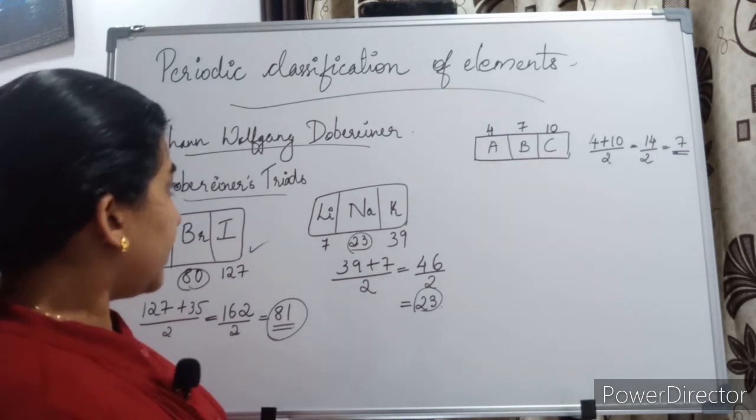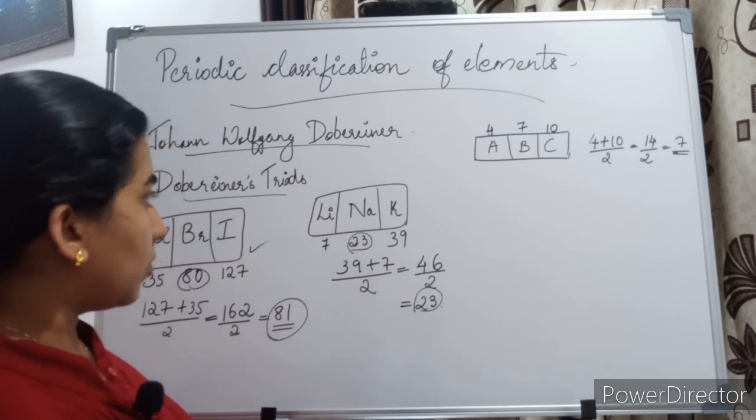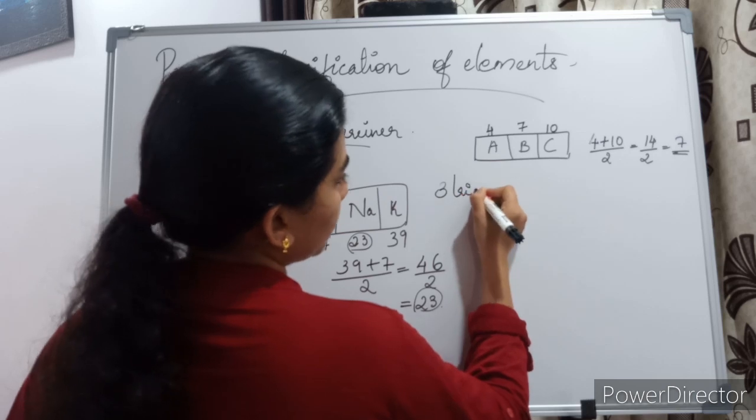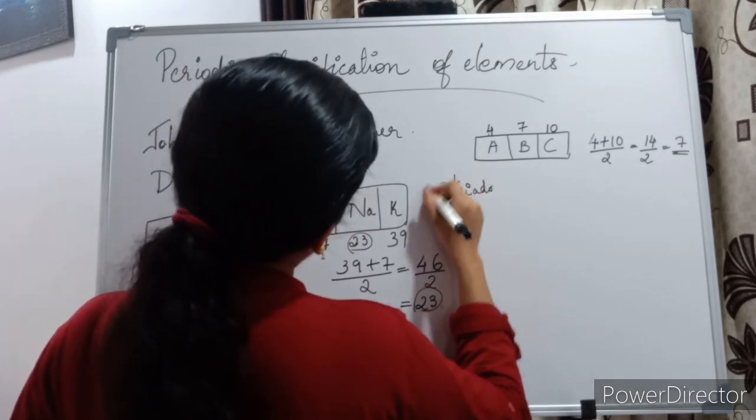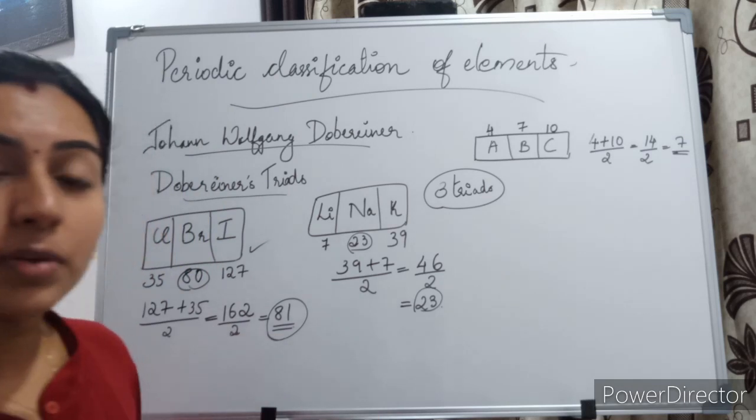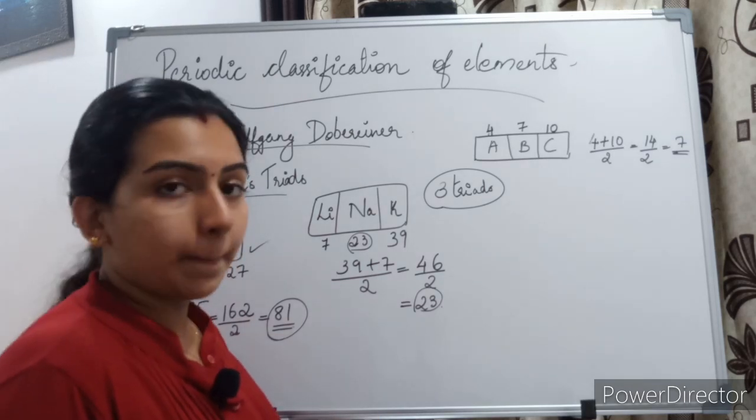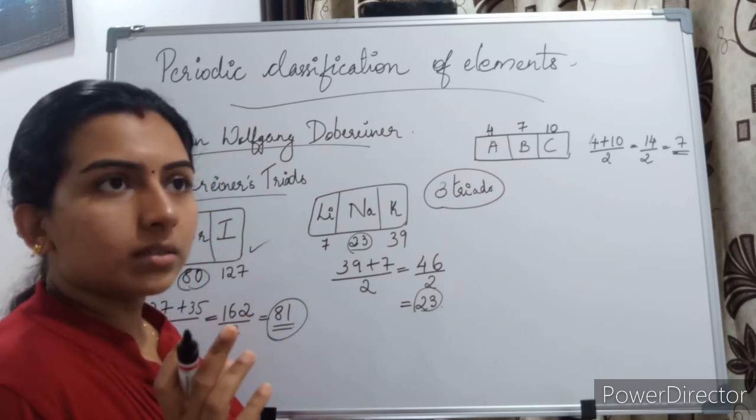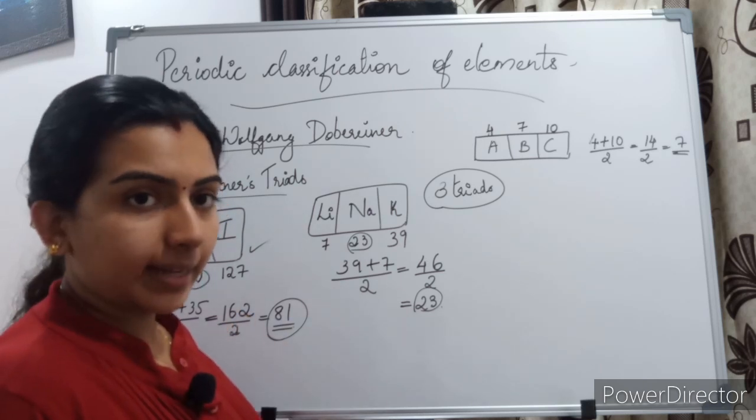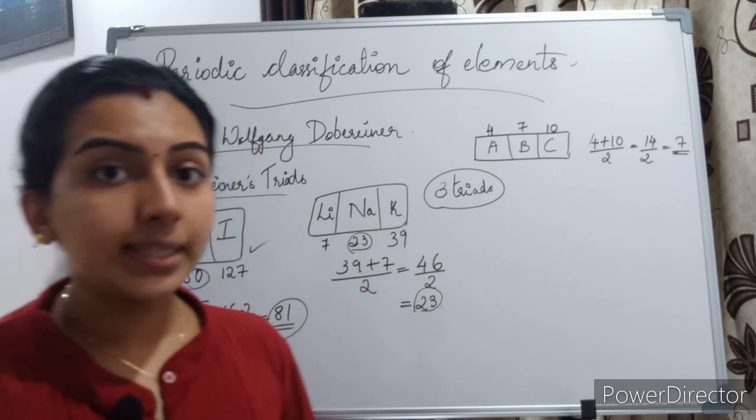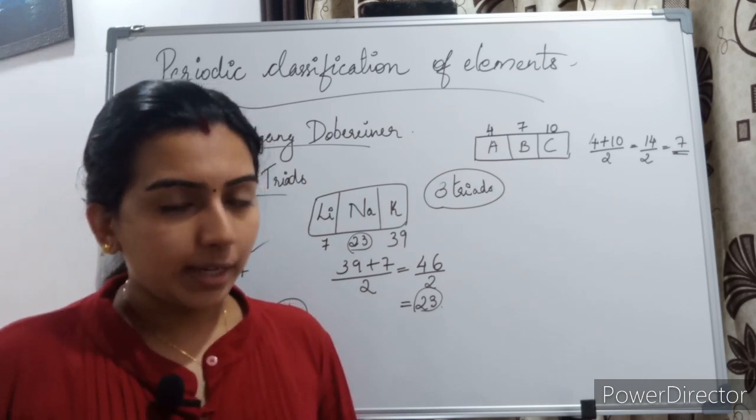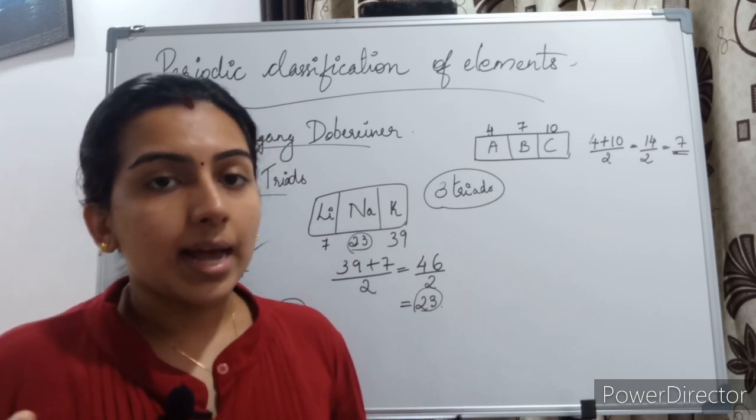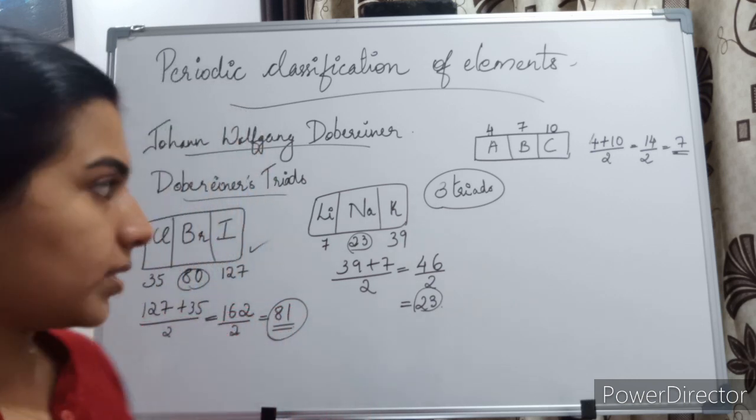But there were some limitations to Dobereiner's triads law, because he could only find three triads among the elements which were known at that time, and this happened in 1870. Only some elements were identified at that time. Now at present there are 118 elements. Among them 94 occur naturally and the other 24 occurred through some nuclear reactions.